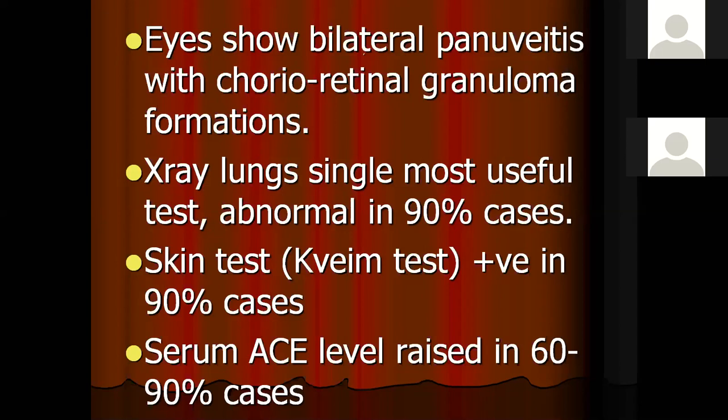Now, if you take the X-ray of the lungs, it would be abnormal in 90% cases. Second, the skin test, which is called the Kveim test, is also positive in 90% cases. And third, if serum ACE level testing is carried out, it is raised in 60 to 90% cases. So the most important investigation in sarcoidosis is the X-ray of the lungs.